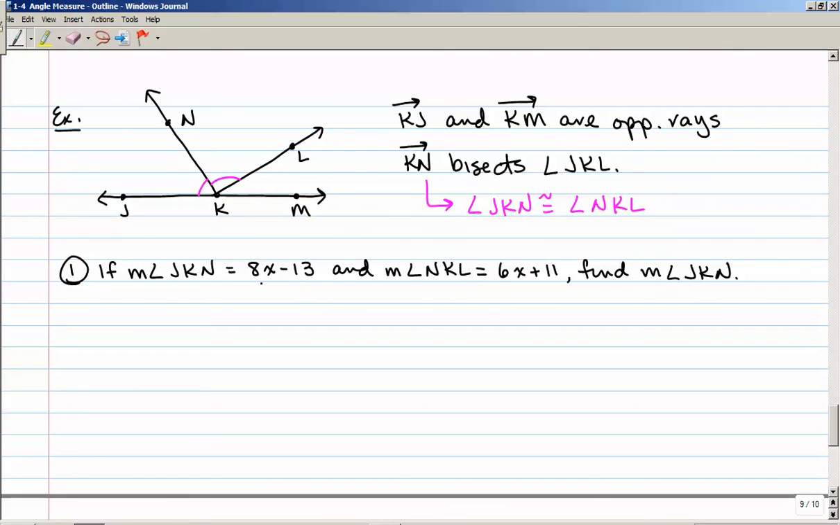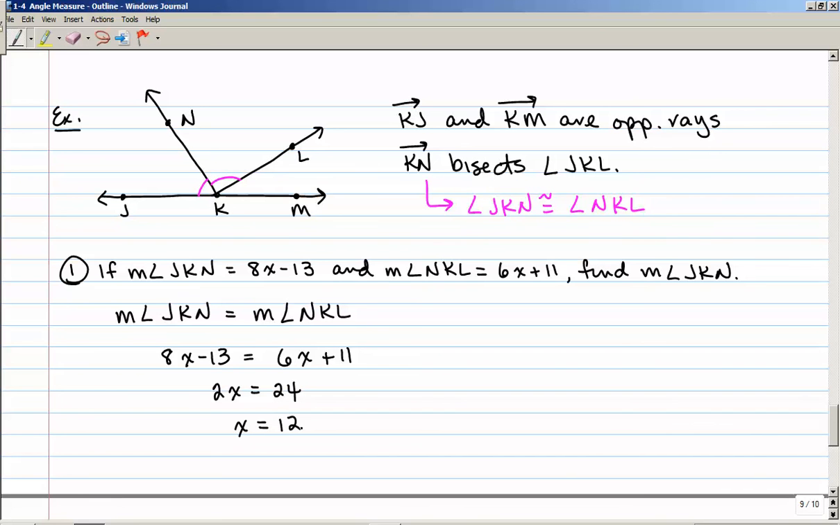So here I have an algebraic expression for JKN, which is helpful, and here I have an algebraic expression for NKL. Well, since KN cuts that big angle into two congruent angles, I know that the measure of angle JKN is equal to the measure of angle NKL, because those two angles are the same size. So now I can just plug in the algebraic expressions here. So 8x minus 13 is equal to 6x plus 11. Solving that for x, I have 2x equals 24, or x equals 12.